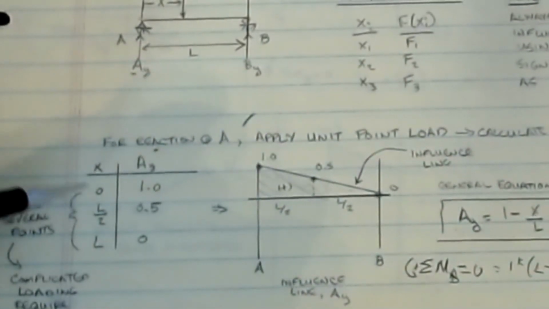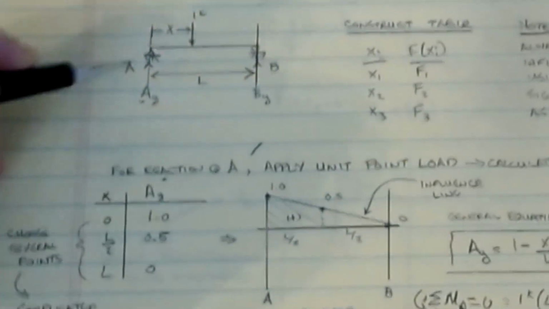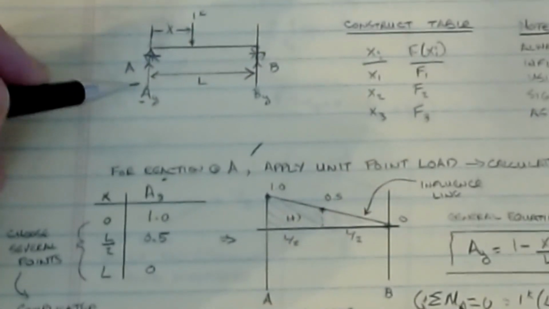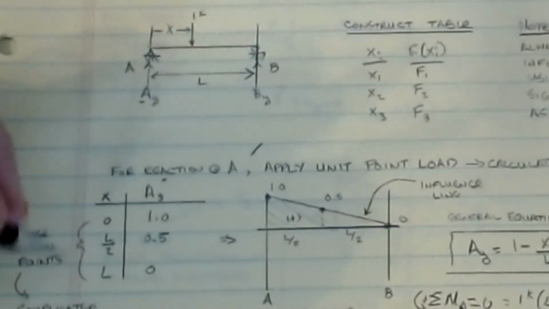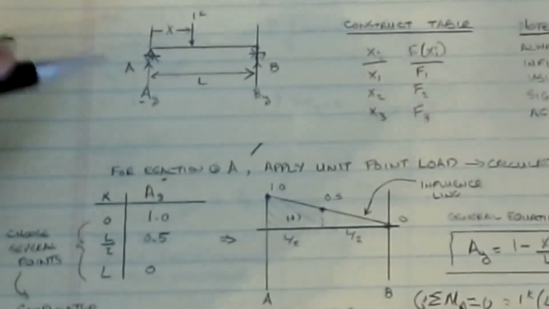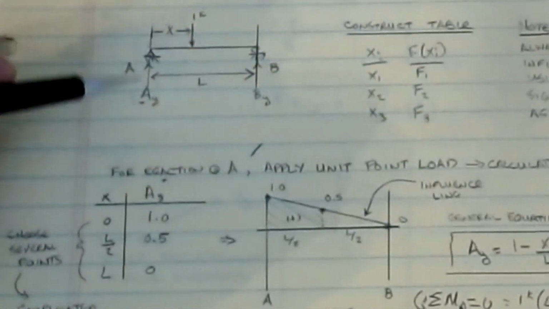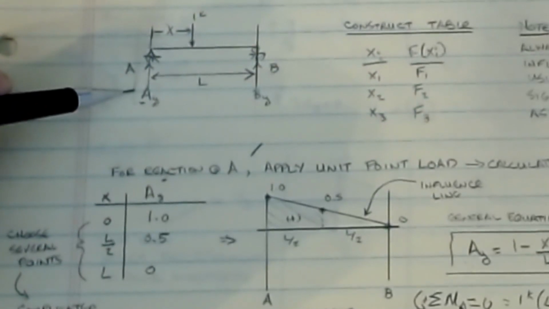So when X is equal to 0, that means that this point load is directly over the support A. And so the value of the reaction would be 1.0. All that load from that point load would go straight into the support. Now again, we're plotting data for specifically what's happening to AY. At L over 2, you could plug in and you find out that AY gets a value of 0.5.